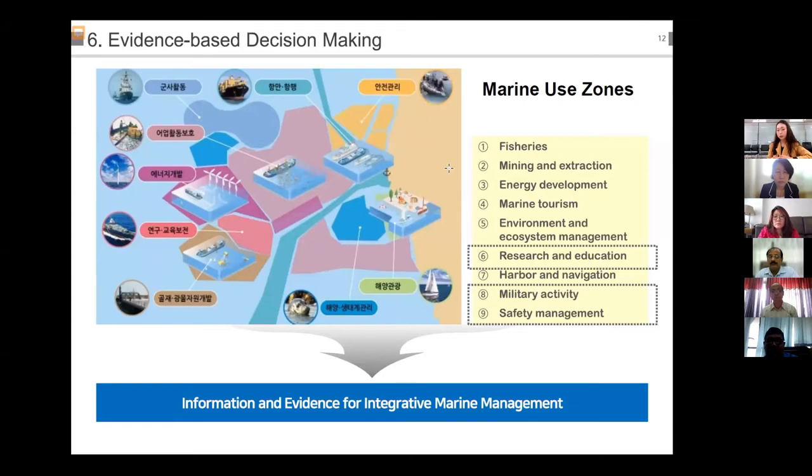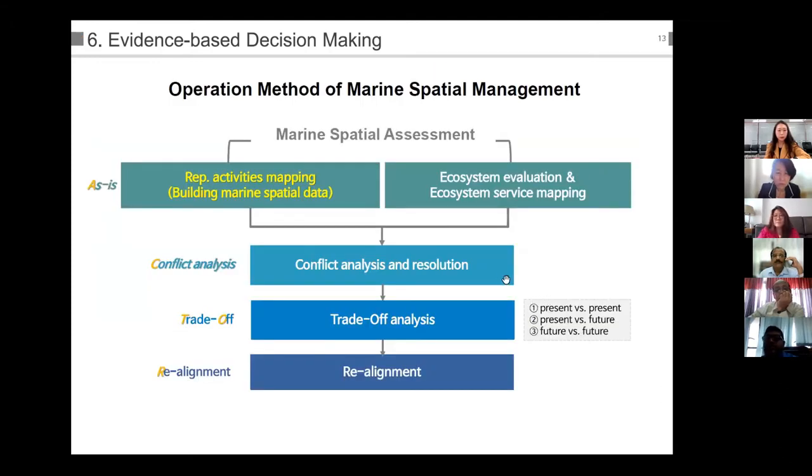So for these marine use zones, you can see that by just looking at the name of the zone, you can understand what is the core activity occurring in that zone. So in principle, this marine use zone cannot be overlapping. So one place cannot have overlapping zones. However, in the case of research and education, military activity, and safety management, those 3 activities can occur in parallel with other activities. So for those 3 activities, they can overlap with the others.